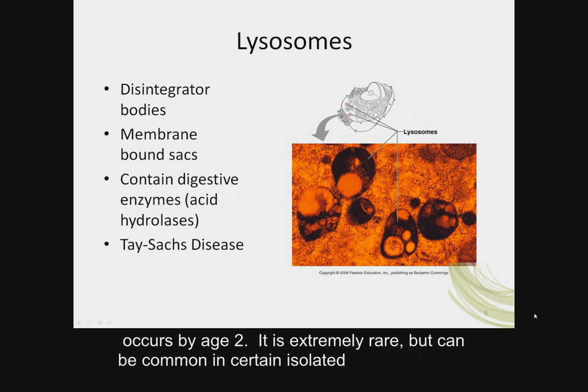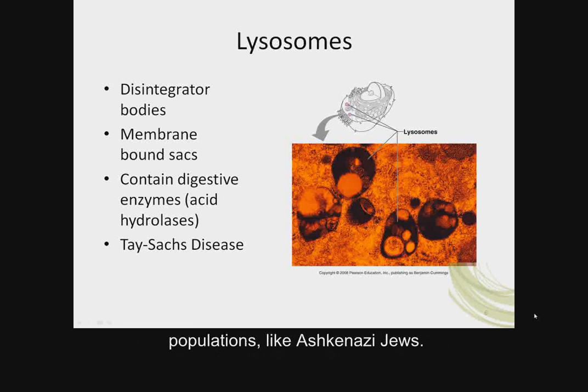Death usually occurs by age 2. It is extremely rare, but can be common in certain isolated populations, like the Ashkenazi Jews.